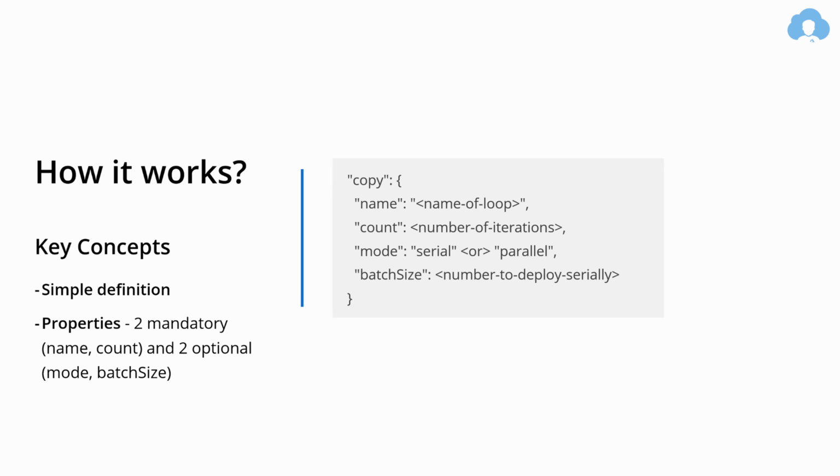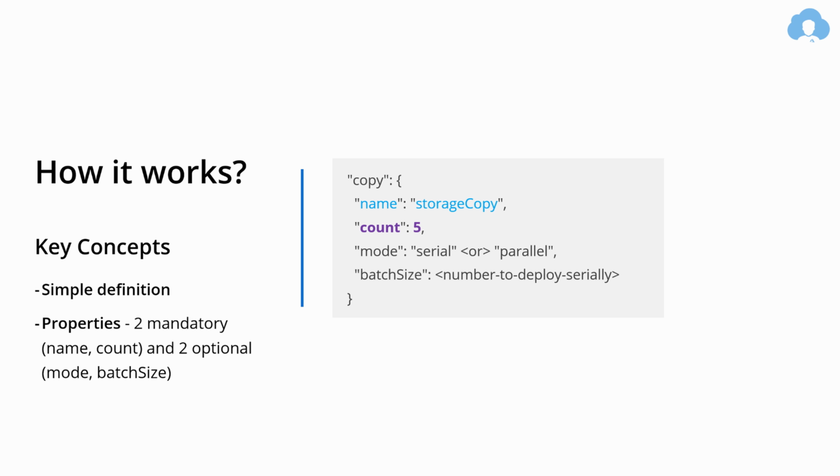How do they work? Well, they're fairly simple when it comes to syntax. You have 4 properties: name and count, those are the mandatory properties, and a mode and a batch size. Name is just the name for your current iteration. For instance, if you're copying storage accounts, this can be called storage copy. The count is how many iterations you're redoing. If you want to create 5 storage accounts, then the count would be 5.